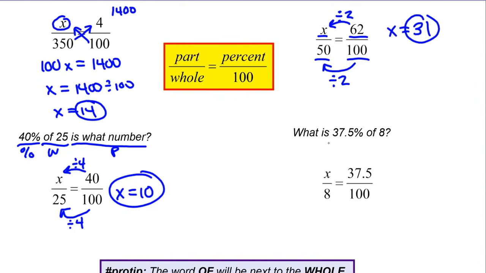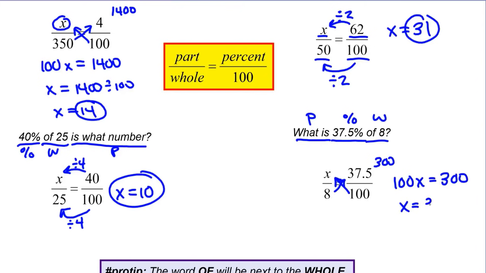And then the last one, what is 37.5% of 8? And again, the percent is 37.5, of 8, out of 8. So the 8 is the whole. And what is the part? So again, I set up my proportion, and I'm going to use cross products to solve this. 8 times 37.5 is 300. So I know that 100 times x is 300. So x is 300 divided by 100, which is 3.